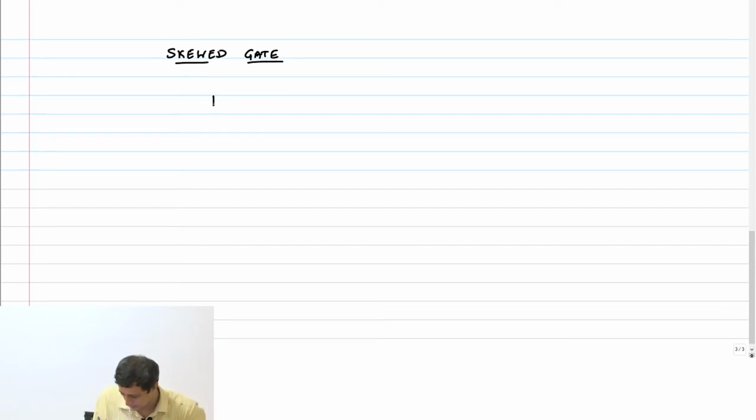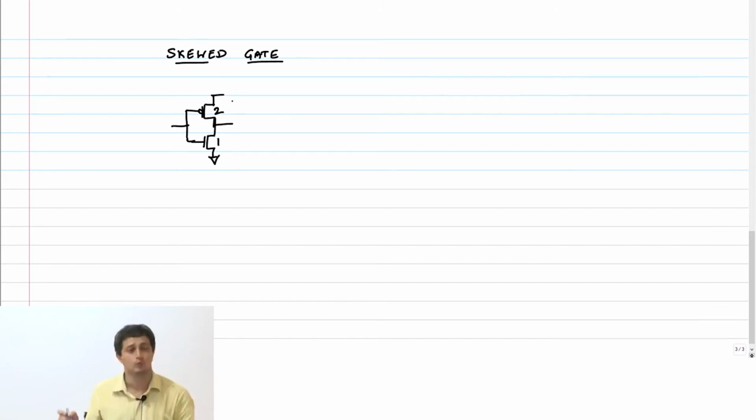Let me now draw the symmetric static CMOS gate, 1, 2. Now let us say I want to favor the rising edge, or no, let me take the other case first. Let's just say I want to favor the falling edge, and therefore I am going to call that a low skew inverter.